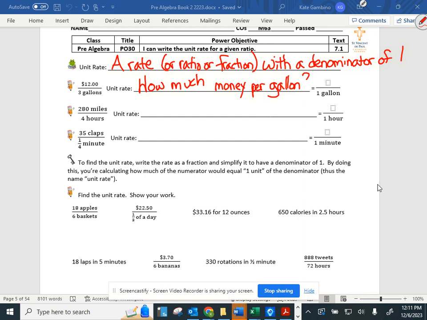that 1 gallon, what do we have to do, Adeza? We're going to divide by 3. Because 3 divided by 3 gets me a 1. Whatever I do to my denominator, I do to my numerator. What is $12 divided by 3? $4.